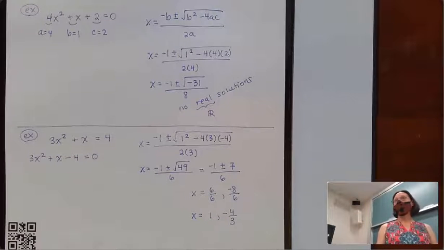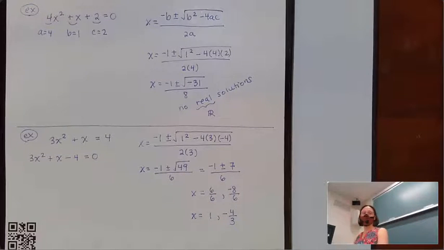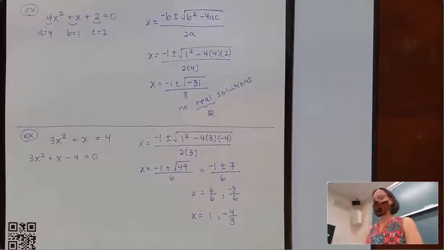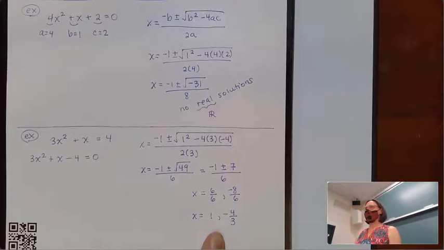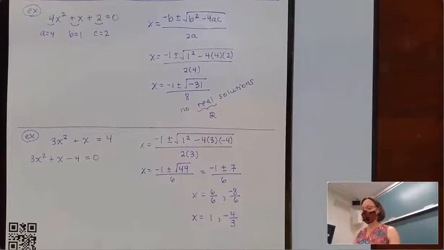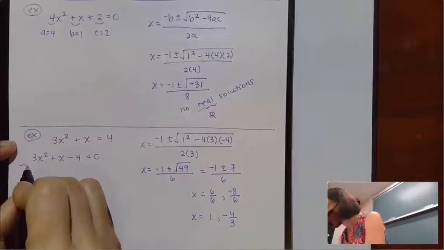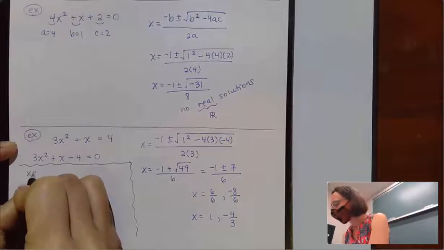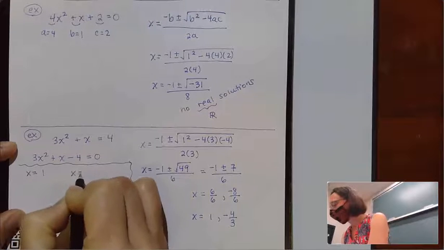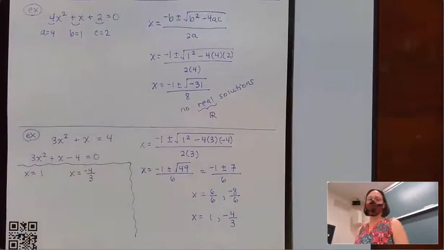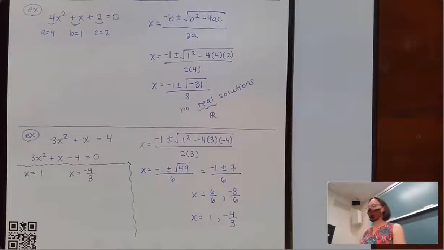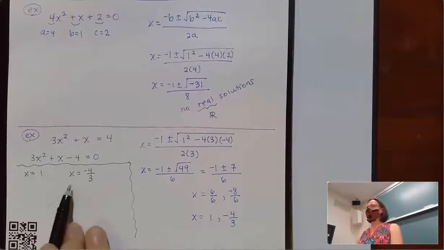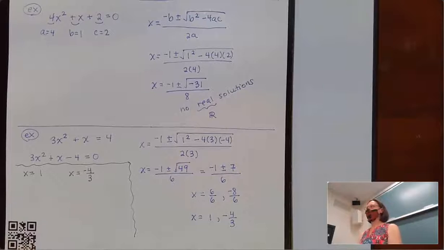Now, I'm about to let everybody in on a little secret. If you really hate factoring, you can recreate the factors from knowing what the solutions are. I'm not saying you have to do this, but just for fun, if I know that my solutions are x equals 1 and x equals negative 4/3, I can recreate my factors by making each of these say something is equal to 0.